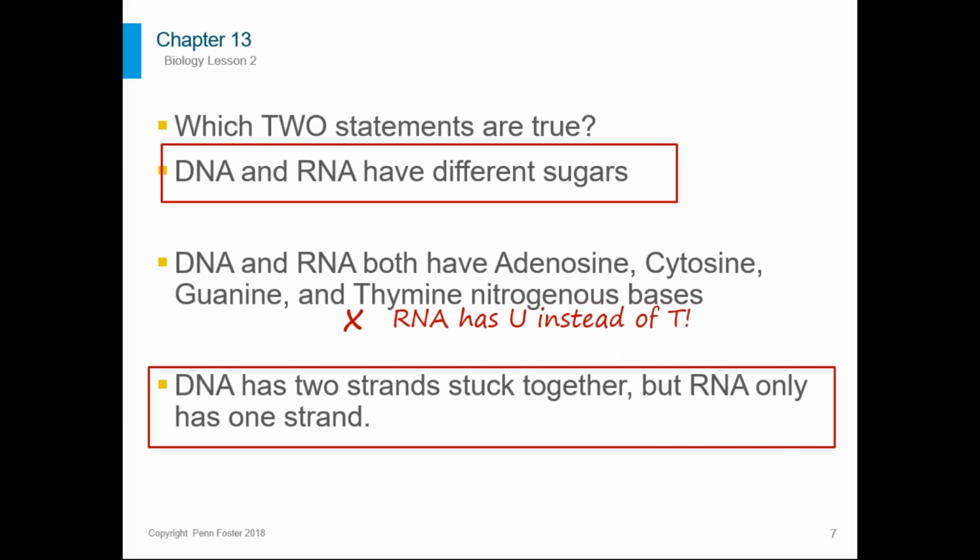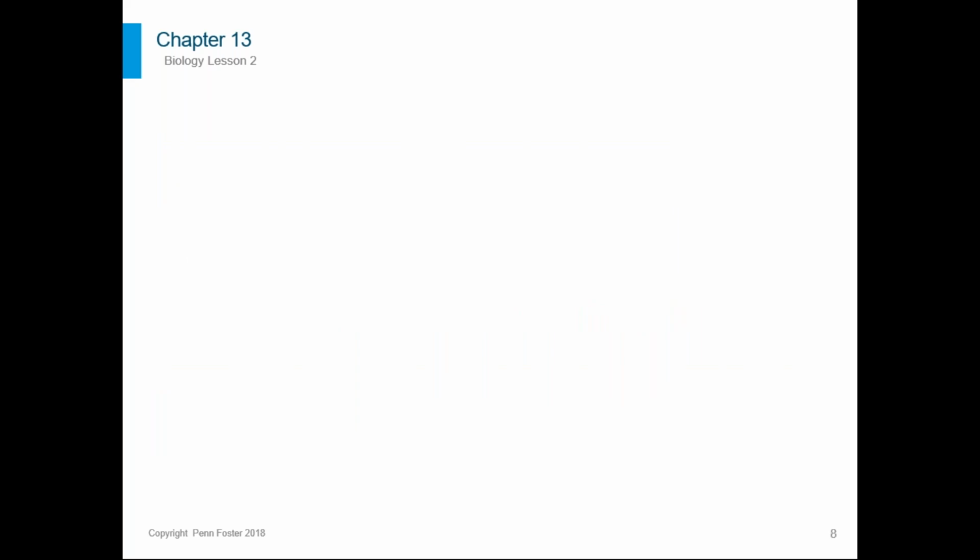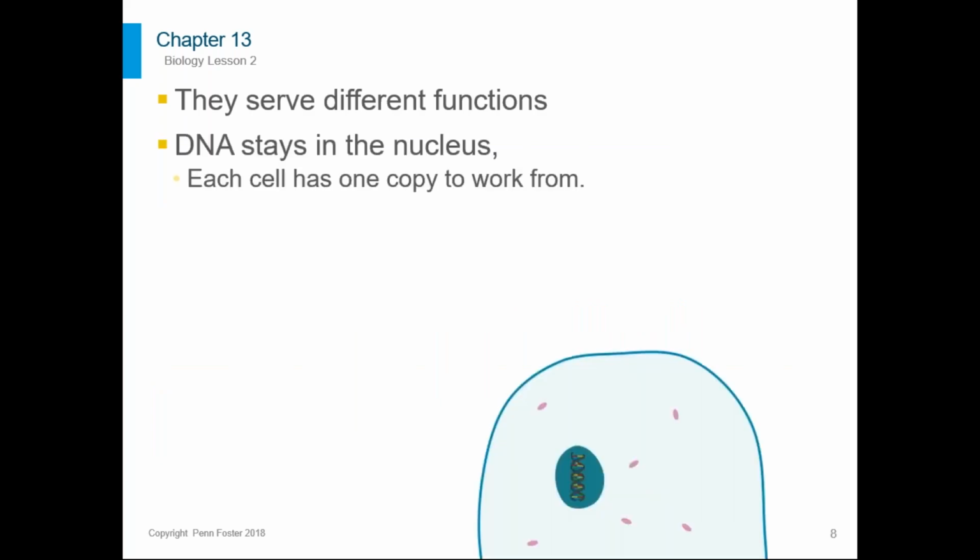So we have these two molecules that are really similar. They both carry the same code. So why do we have two of them? What's the point of having these two different things? Well, they serve different functions. The DNA stays in the nucleus where it's safe. And there's only one copy of DNA, and it's all in one place.